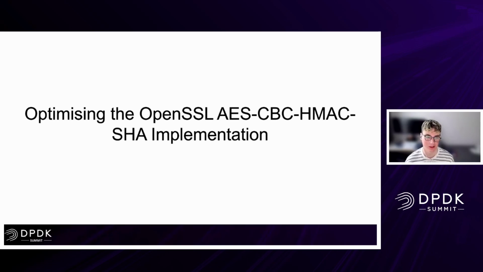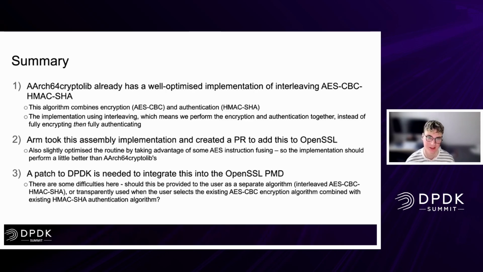So the next thing we looked at was, can we optimize the AES-CBC HMAC-SHA implementation in OpenSSL itself? AArch64 cryptolib already has a well-optimized implementation of this algorithm. The algorithm combines the encryption and the authentication and uses interleaving, which means they're performed together instead of fully doing one operation over the buffer and then fully doing the other.